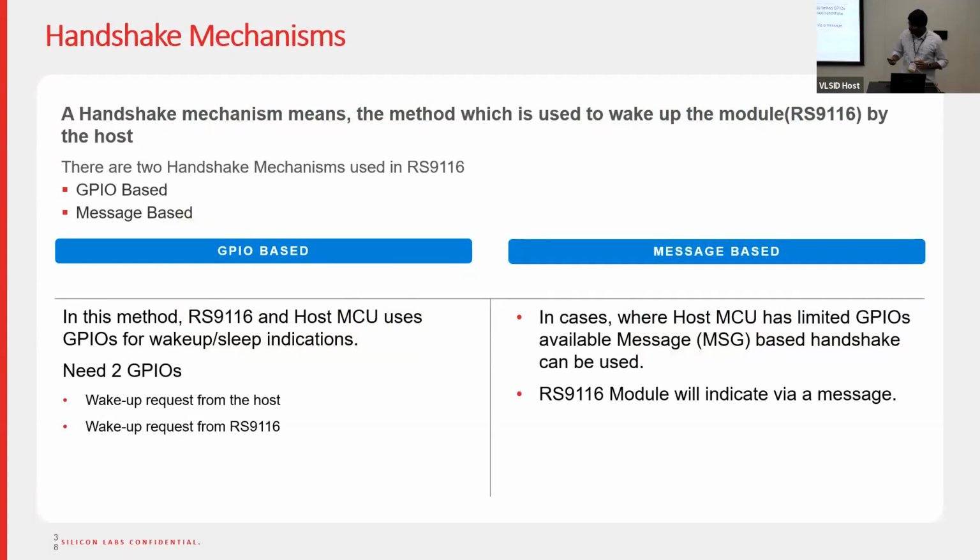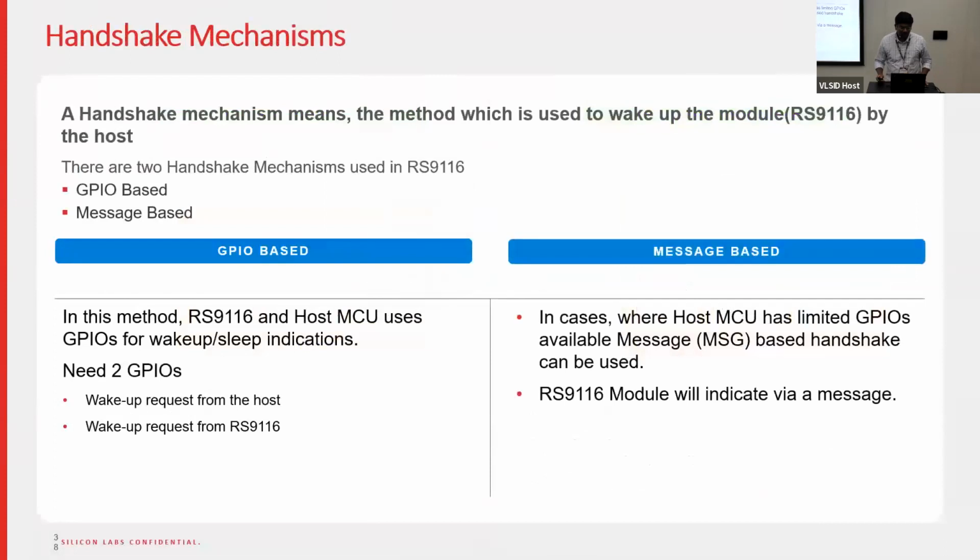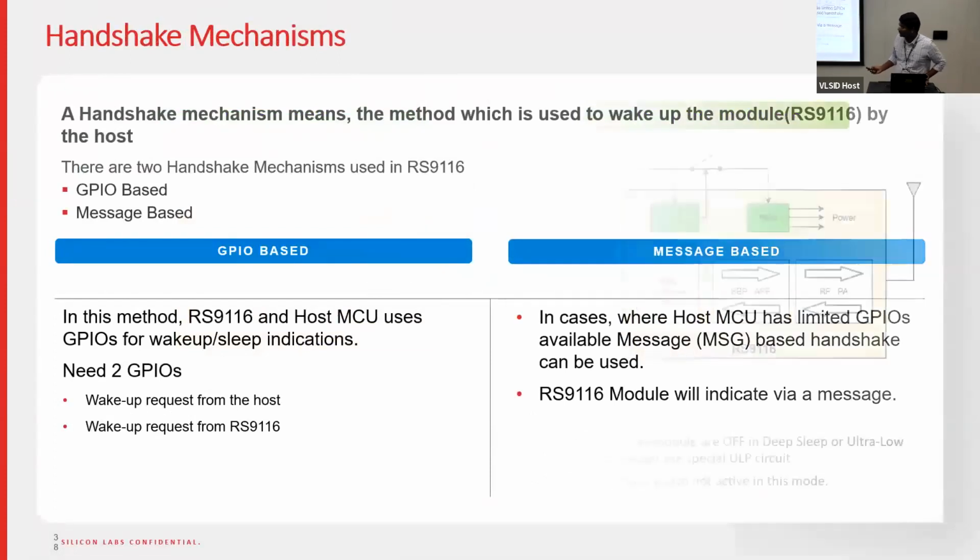Can we go back to the slide? In the first one, the low power mode, the MAC processor, some portion you're showing as green. That power domain part is green. That is the host interface part, which will be active in order to maintain the connection between the host and the module. Some portion you can collapse through some switch or something. We have different handshake mechanisms.